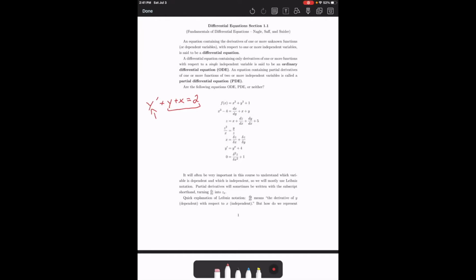Now, it could be a first order derivative. It could be a second order derivative. There could be multiple derivatives. It could look like this. We've got multiple derivatives in here. Some of them are higher order. It all makes a differential equation.